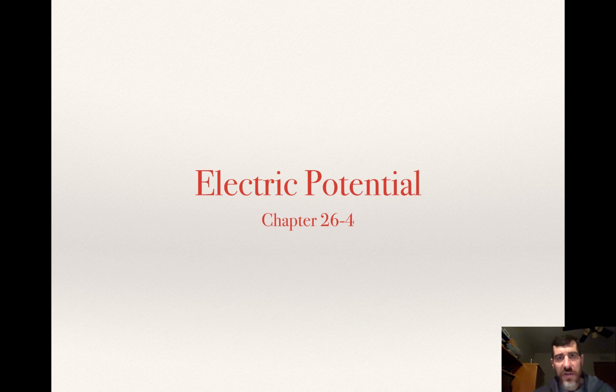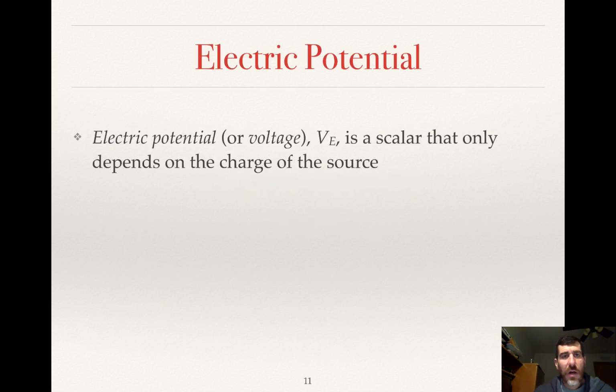So in this video, we're going to define electric potential, and this is in chapter 26-4 of the textbook. Okay, so electric potential, or sometimes this is referred to as voltage, and we're going to use a V to stand for electric potential, and often we'll put a little subscript E to indicate it's an electric potential. Well, it's a scalar, and it only depends on the charge of the source.